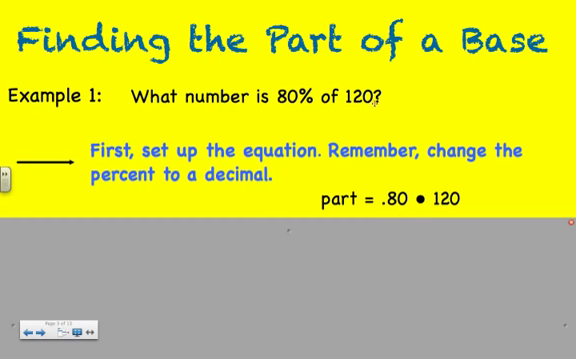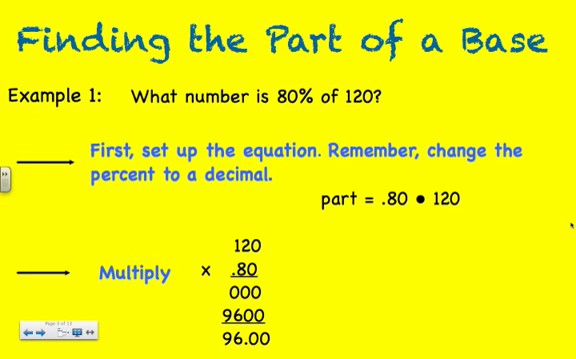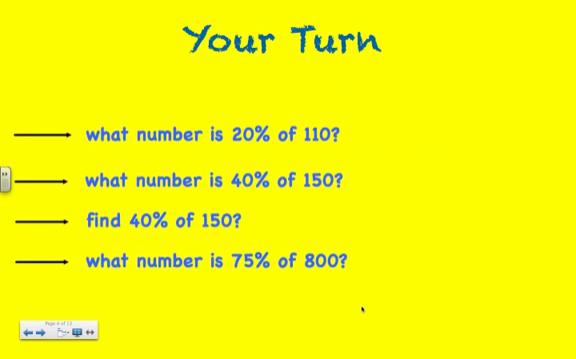Again, the of tells me that 120 is my whole, along with the 80%, and I'm trying to find what number is, so I'm trying to find the is, or the part. So we set it up as 0.80 times 120. We multiply, and we find that 96 is 80% of 120. So that's how you find the part of a base. You just substitute in for the percent and the whole, multiply, and it gives you the part. Your turn. Remember, don't forget, change the percent to a decimal.